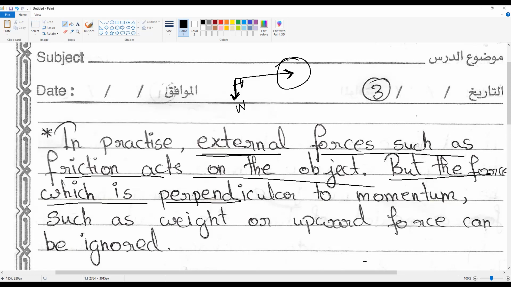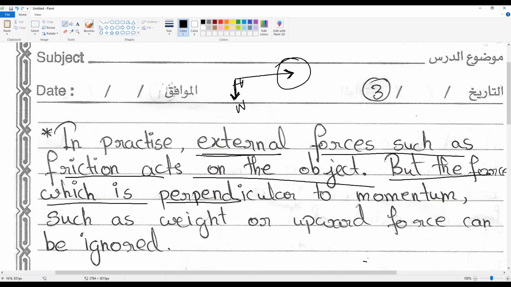Okay, if the collision is vertical, that means it is due to gravity only, right? So that means your weight is acting as a force. Yes, that time it can.